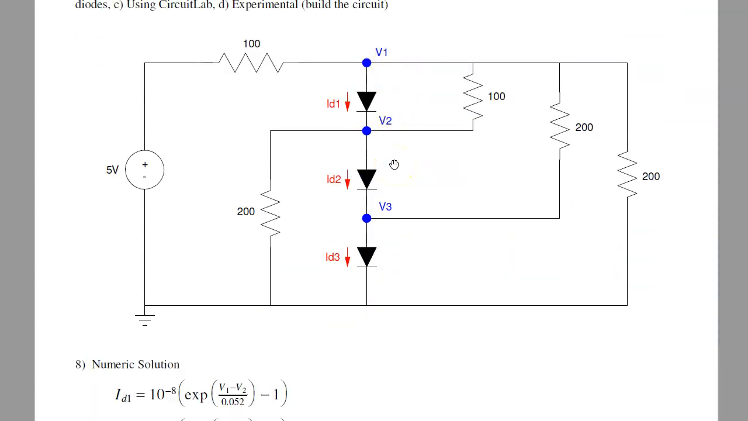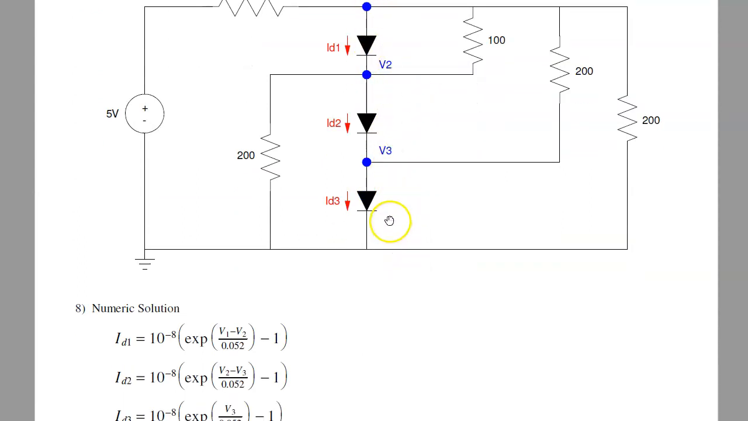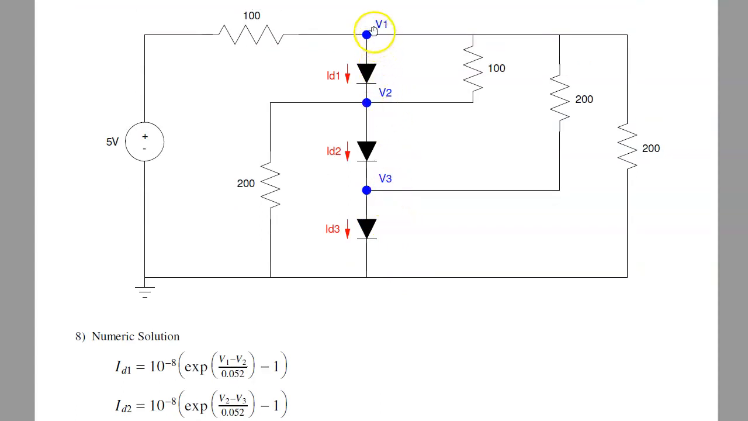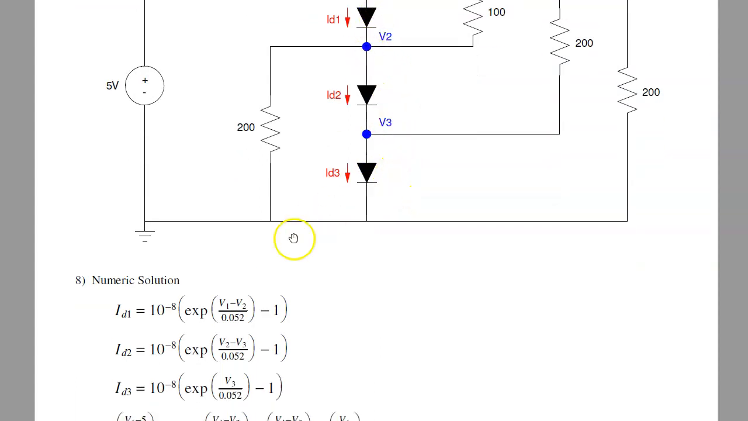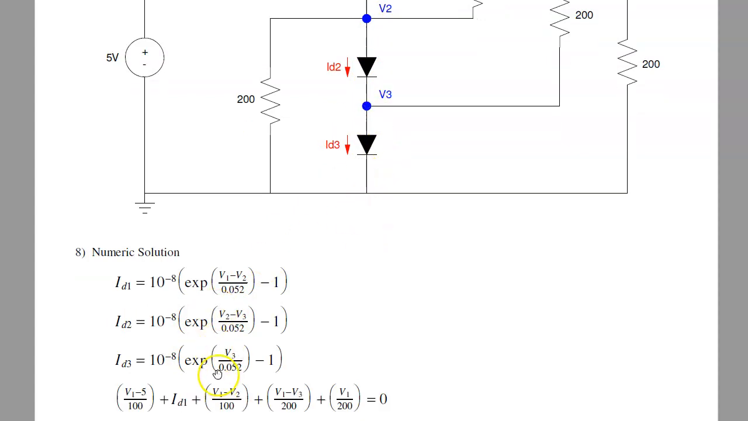Problem 8 to 10 is similar. Here's a circuit with 3 diodes. The equations would be given V1, V2, V3. I can find the current through the diode. For diode 1, the voltage across it is V1 minus V2, so that's the voltage I plug in here. Diode 2 sees V2 minus V3, plugs in here, and diode 3 sees V3 minus 0.